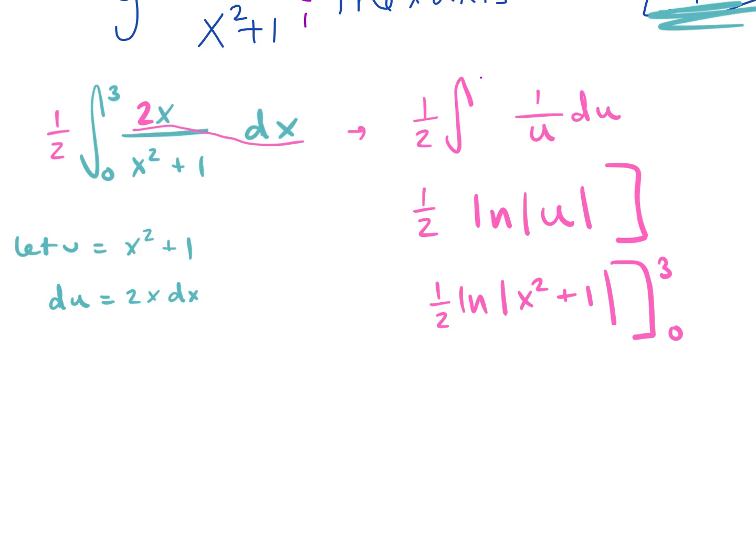Which one first? 3. Plug in the one up top first. So we have 1/2 times the ln of the absolute value of 3 squared plus 1, which would be 10, minus 1/2 times the ln of the absolute value of 0 squared plus 1, which would be 1.